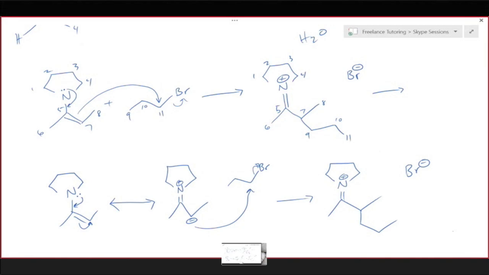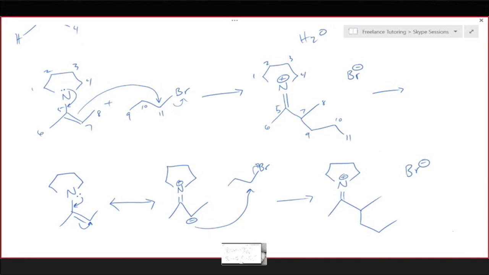It's always correct to use any significant resonance structure in your mechanism. So just because your picture looks different than the answer key doesn't mean you're wrong. You might just be approaching the resonance in a different way. So these are both correct ways to do this.